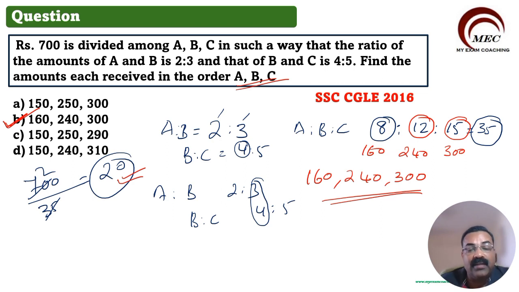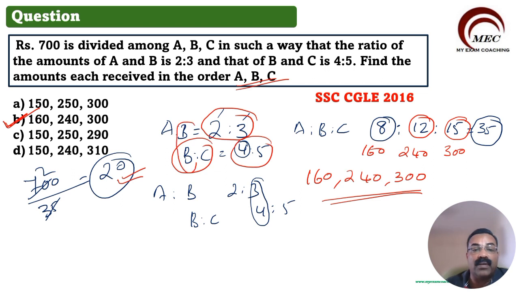So let me explain this once again to you, my dear friends. Whenever a ratio like this is given, A is to B is 2 is to 3 and B is to C is 4 is to 5, B is common. So when B is common, we have 3 and 4 common. Take the LCM of 3 and 4 and make B equal to 12. Now see, if B is 12, so 12 means 3 into 4 equals 12.